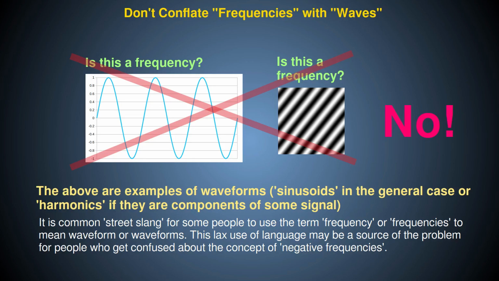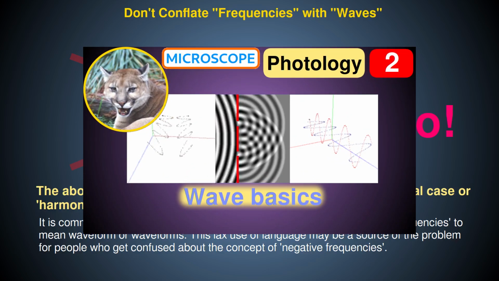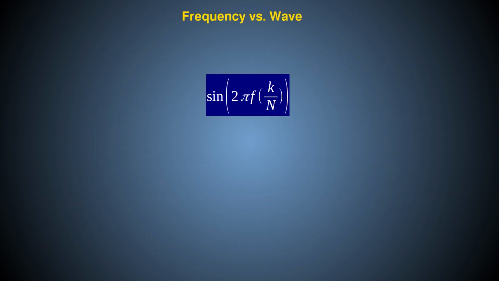In addition to, and quite distinct from, the wave itself, are the parameters we use to describe certain characteristics of the wave. These are its amplitude, its phase, and its frequency. See my video on Photology 2 to learn more about this in detail. So, the frequency is just a number that describes how many times some value fluctuates over some range. That number is the frequency. The wave is the actual fluctuating value itself.